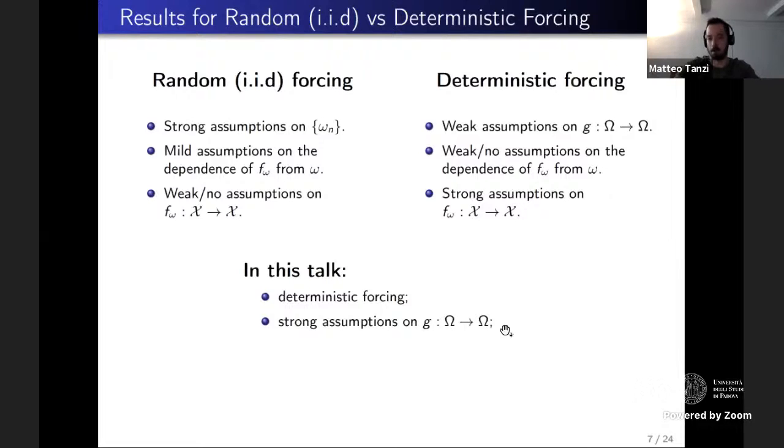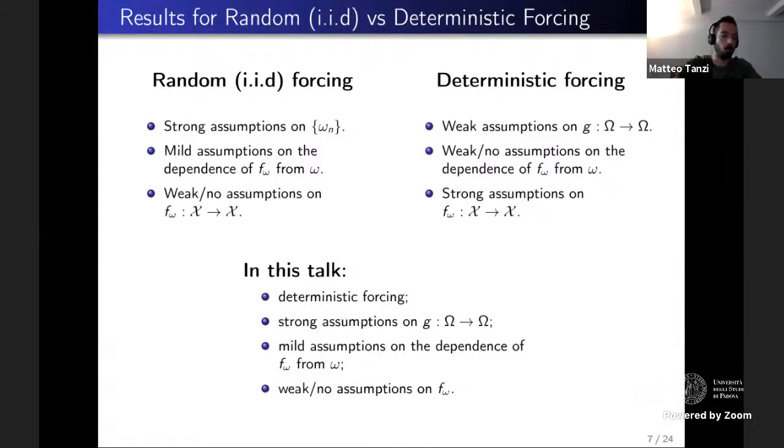So we should always think of G as being like a 10 omega mod 1 map. And I'm going to put mild assumptions on the dependence of F omega from omega, still to ensure some diffusion going from the base of the skew product to the fiber. And I will put weak or no assumptions on the map F omega. So there is not going to be a good spectral picture in this situation.